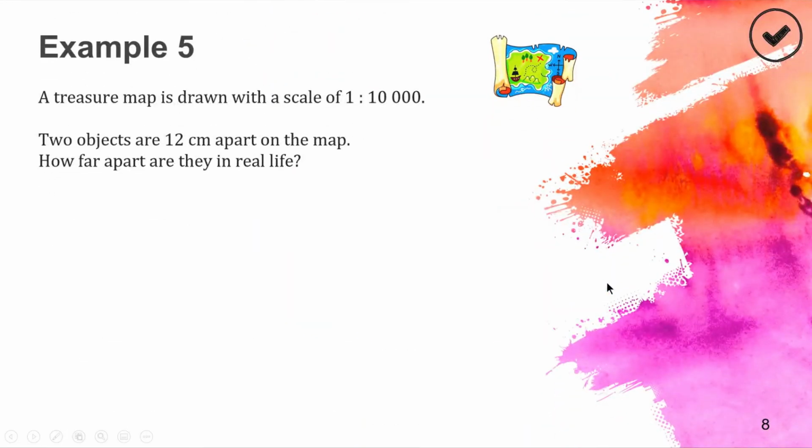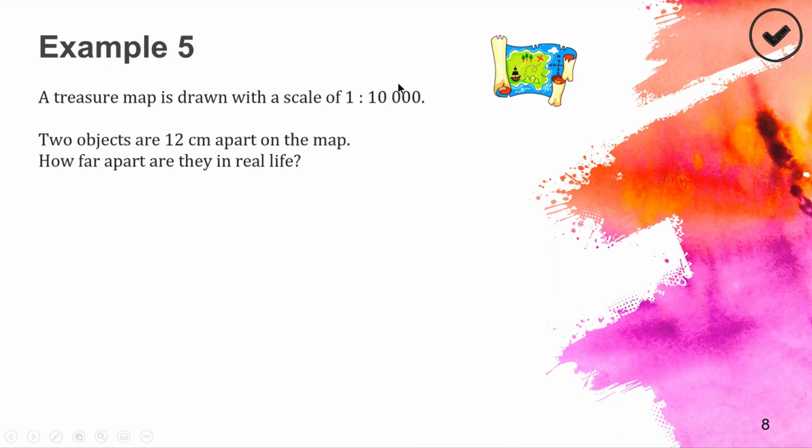Okay, one last example for today. We have a treasure map drawn with a scale of 1 to 10,000. So whatever you measure on the map, in real life, it's going to be 10,000 times as big. Okay, so the question is, two objects are 12 centimeters apart on the map. How far apart are they in real life?